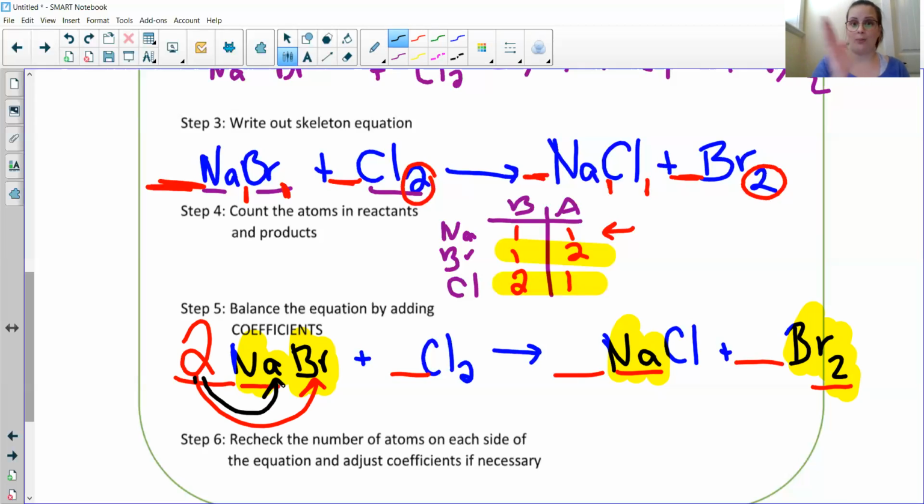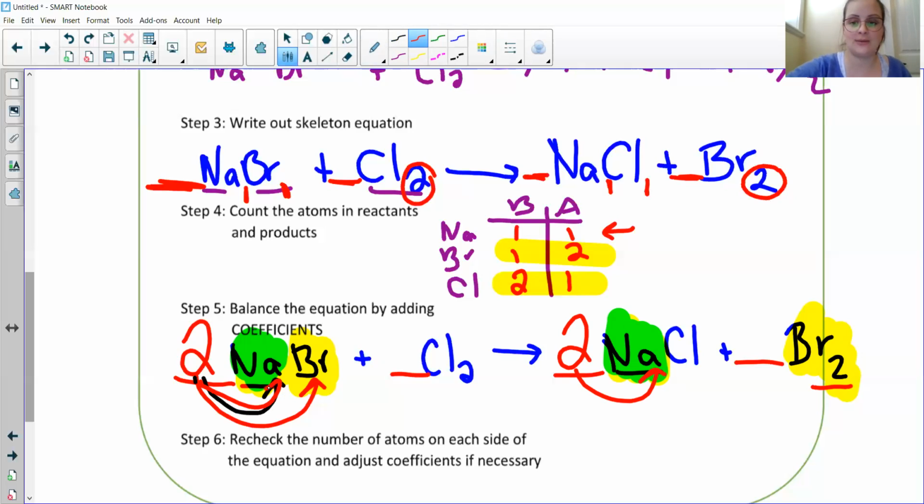So I'm going to go back to the beginning. Here I have 2 sodiums. I'm going to highlight my second pass. Now I have 2 sodiums. Here I have 1 sodium. So now I have to put a number in front of this compound to make it so I have 2 sodiums. Okay. And so now I go back and check again.